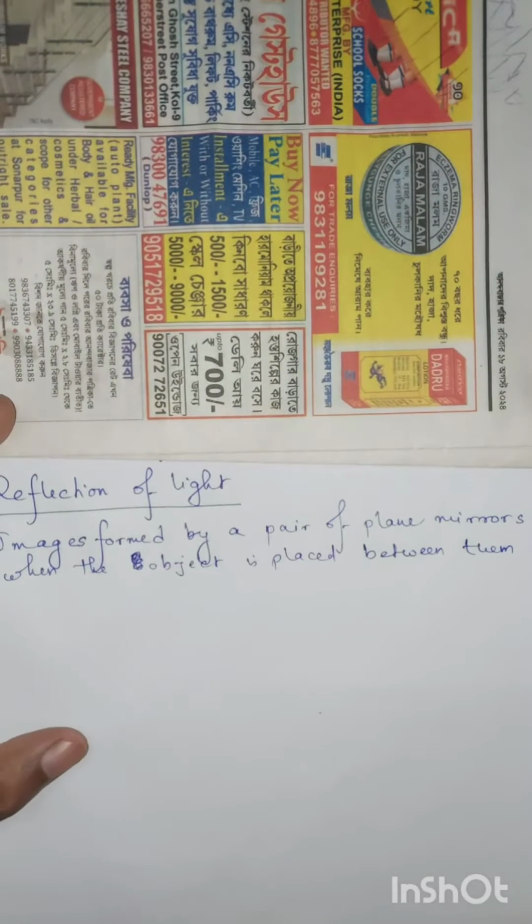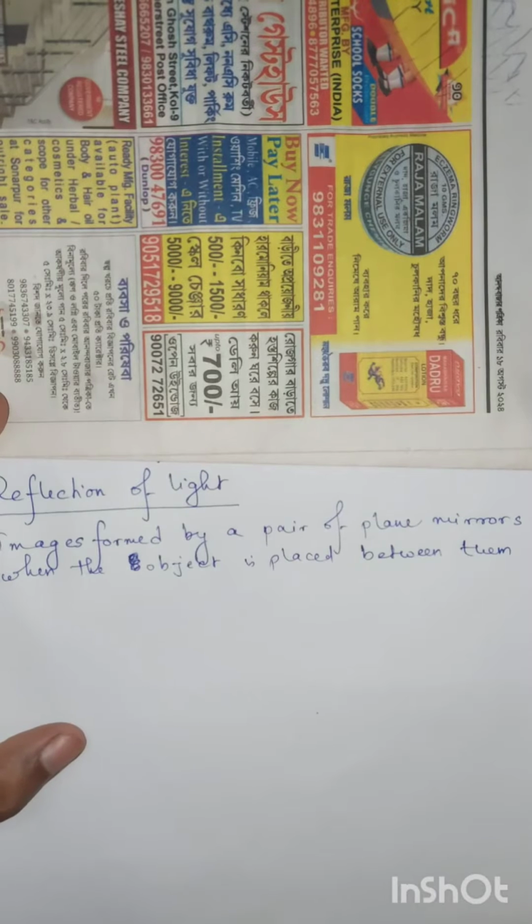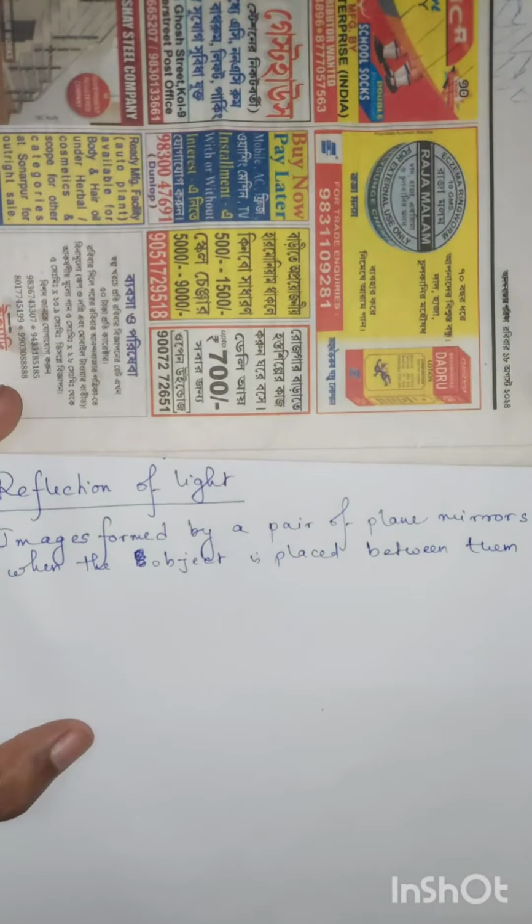Today we are going to see the number of images formed by a pair of plane mirrors when the object is placed between them. We are going to discuss about it.